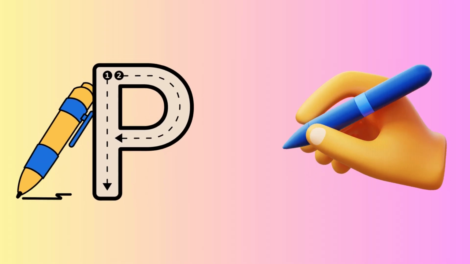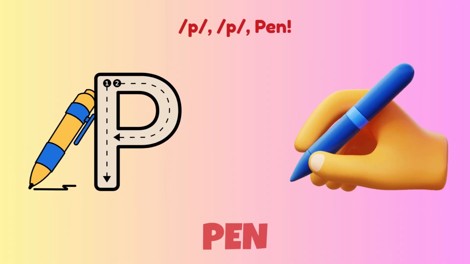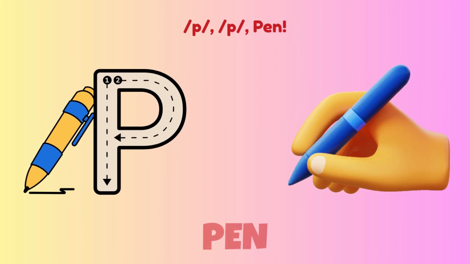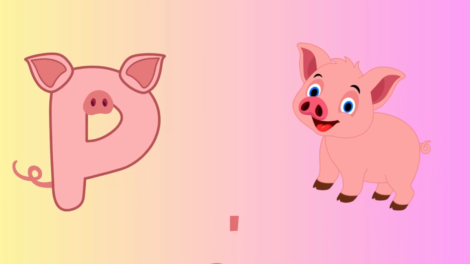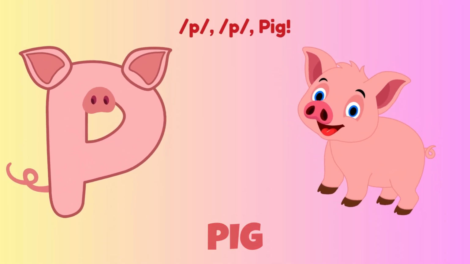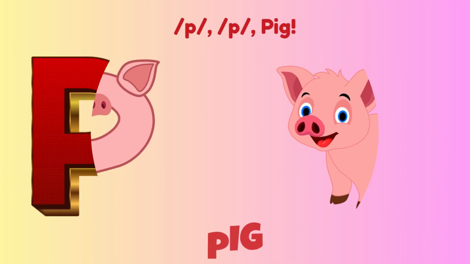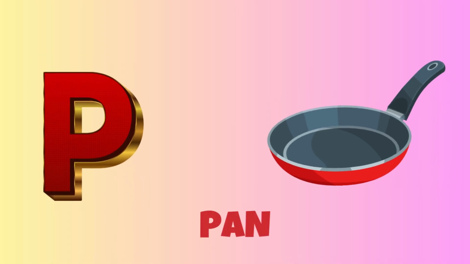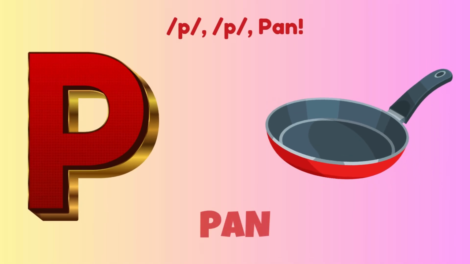P is for pen. P, p, pen. P is for pig. P, p, pig. P is for pan. P, p, pan.